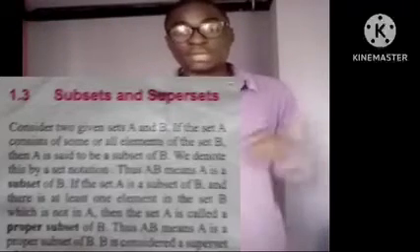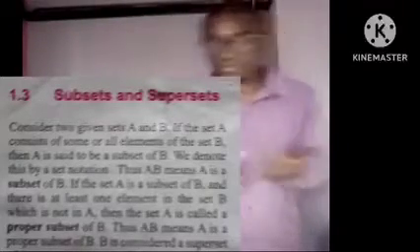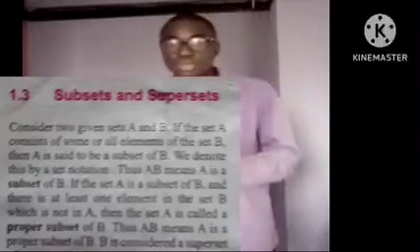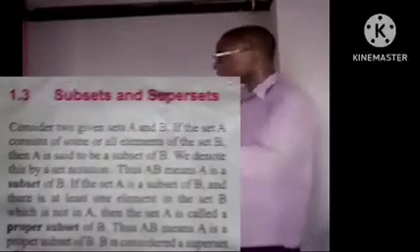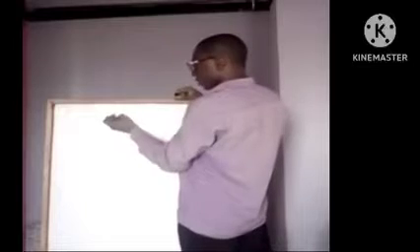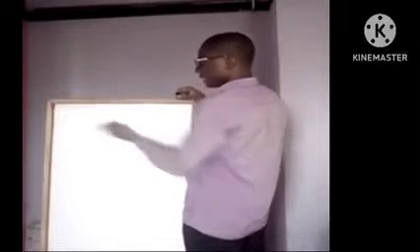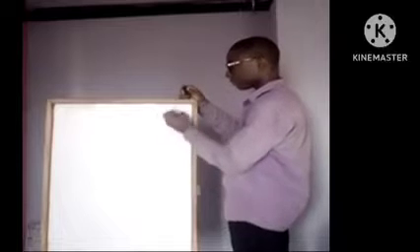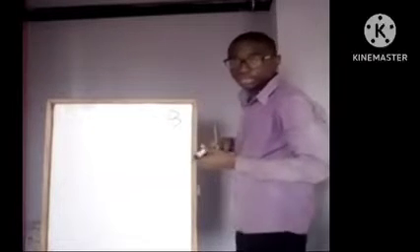So one notation for a subset: if you want to say A is a subset, you can use this subset symbol with B. This is trying to show us that A is a subset of B. I'm assuming that you guys can see the board right now. A is a subset of B. So this is the notation for subset.